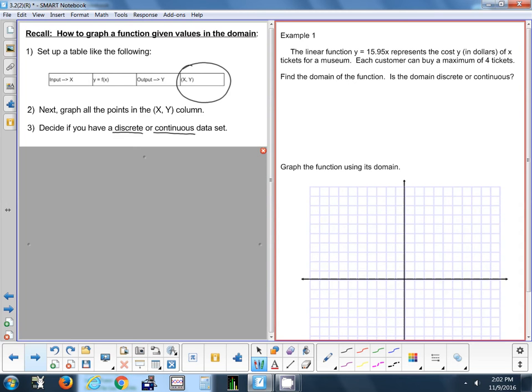So first example, it says the function y equals 15.95x represents the cost in dollars to buy x tickets to go into a museum. Each customer is limited to buying a maximum of 4 tickets. So step 1, we're going to find the domain of the function. Okay, does everybody have what's on the left?